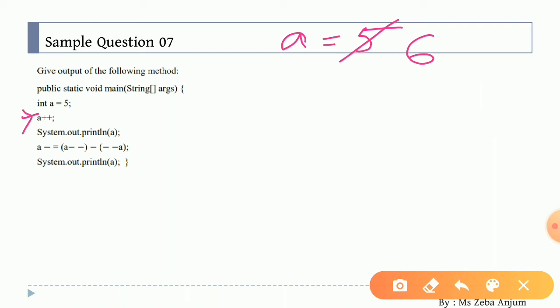Now see, System.out.println(a) we are having, so as an output we are writing over here, we are having 6 for now. Yes, and println, so the cursor is in the new line.